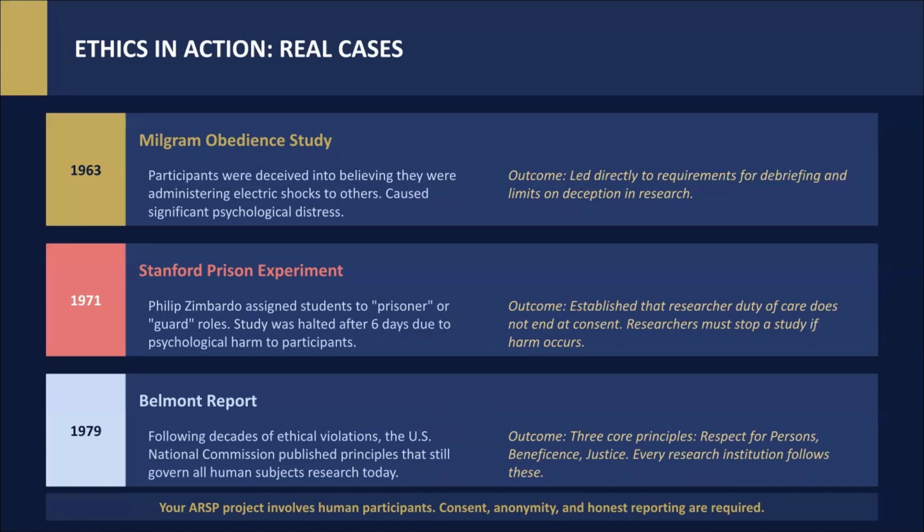1979, the Belmont Report. Following decades of ethical violations, the U.S. National Commission published principles that still govern all human subjects research today. And the outcome was three core principles: respect for persons, beneficence, and justice. Every research institution follows these, and if your project involves human participants, then consent, anonymity, and honest reporting are required.